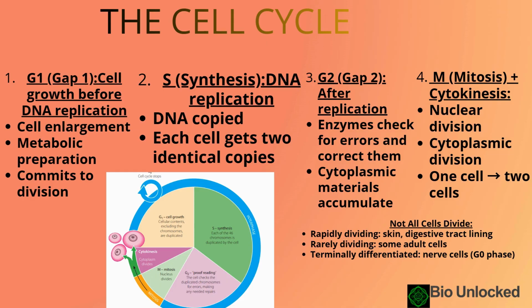Now, the next stage is S stage, basically the synthesis phase, where DNA replicates. DNA is copied, so each dividing cell has two identical copies at the start of mitosis. Now, we will go through very thoroughly how DNA replicates towards the end of the video. G2 is the second gap phase after replication where enzymes check duplicated chromosomes for errors and correct them, and cytoplasmic materials accumulate for division. Then mitosis, division of the nucleus, occurs, followed by cytokinesis, division of the cytoplasm basically.